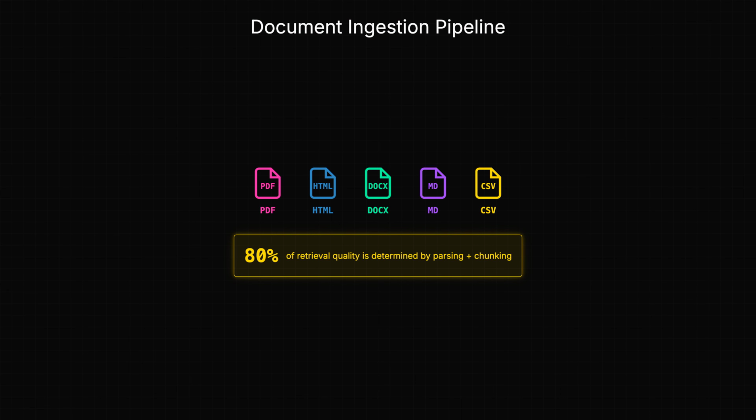Before you can retrieve anything, you need to ingest your documents, and this is where most teams underinvest. The dirty secret of RAG is that retrieval quality is 80% determined by how well you parse and chunk your documents. For parsing, the major tools in 2026.